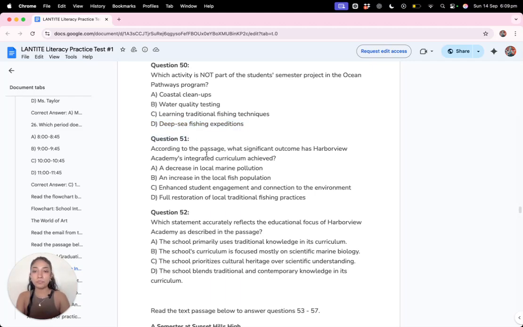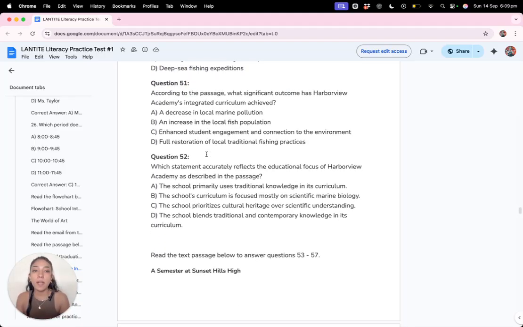Question 51. According to the passage, what significant outcome has Harbourview Academy's integrated curriculum achieved? A, a decrease in local marine pollution. B, an increase in the local fish population. C, enhanced student engagement and connection to the environment. And D, full restoration of local traditional fishing practices. So we know from the passage that it is C, enhanced student engagement and connection to the environment, because the passage states that the integrated curriculum has led to increased student engagement and a deeper connection to the local environment.